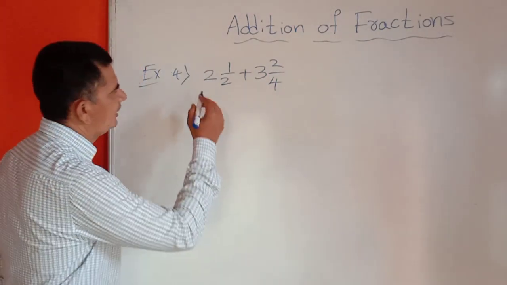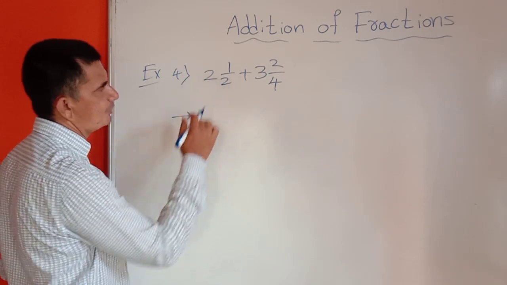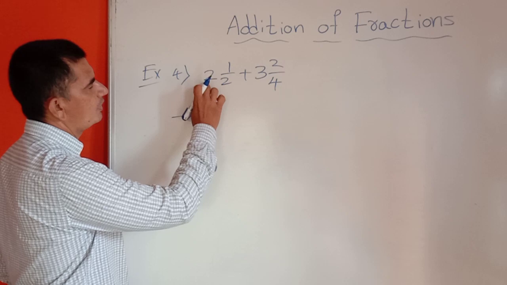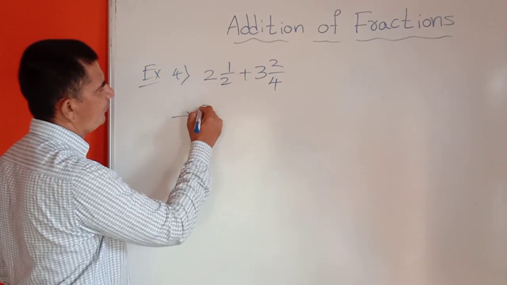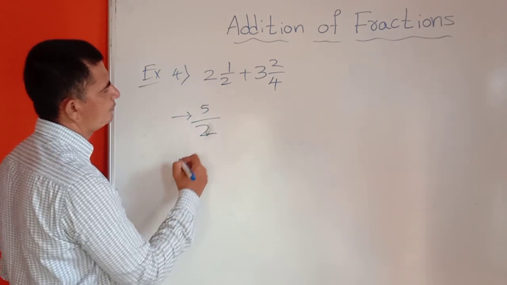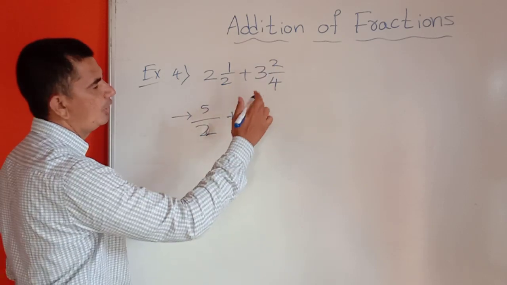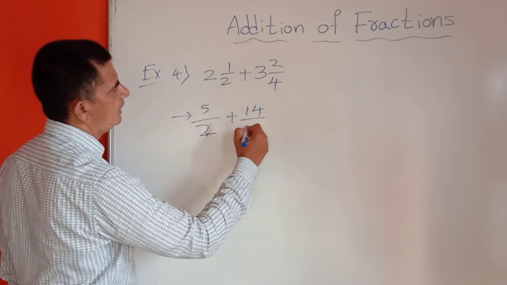So let's see here. First we have to convert this mixed fraction to improper fraction. Here 2 2s are 4, 4 plus 1, it becomes 5 by 2, plus 4 3s are 12, 12 plus 2, 14, 14 by 4.